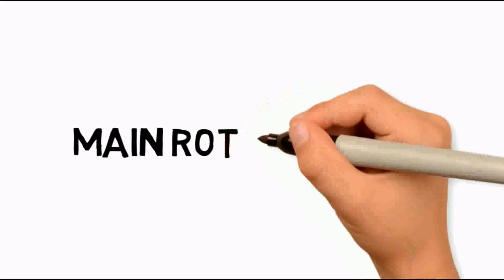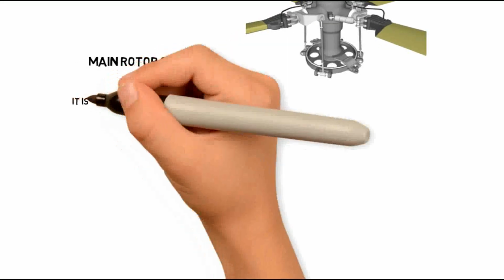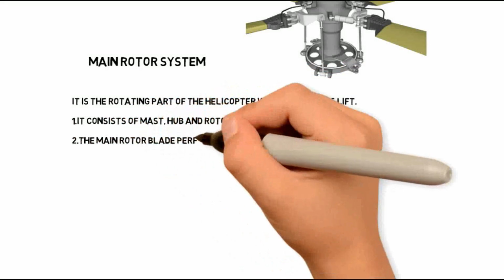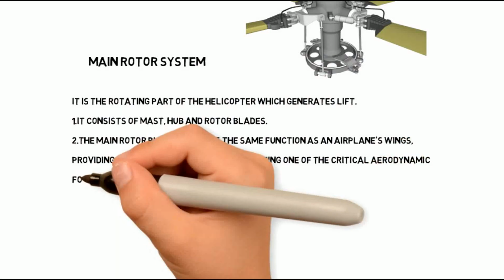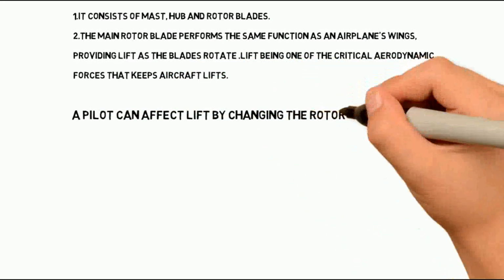Now the main rotor system. It is the rotating part of the helicopter which generates lift. It consists of the mast, hub and rotor blades. The main rotor blade performs the same function as an airplane's wings, providing lift as the blades rotate, lift being one of the critical aerodynamic forces that keeps an aircraft aloft.